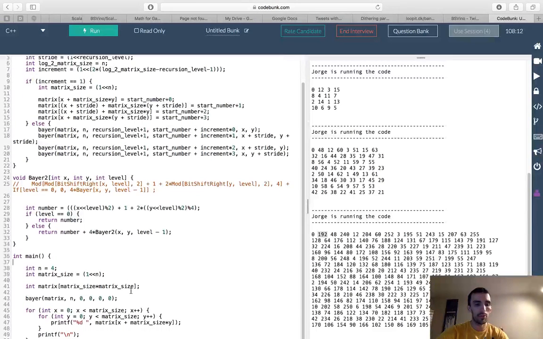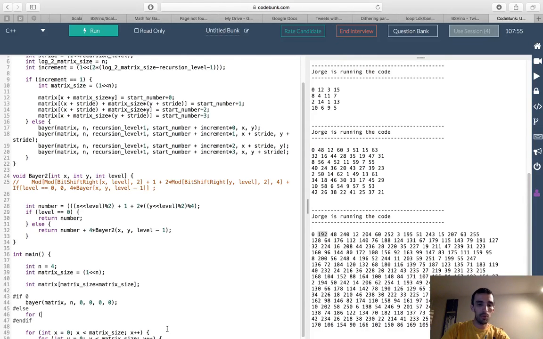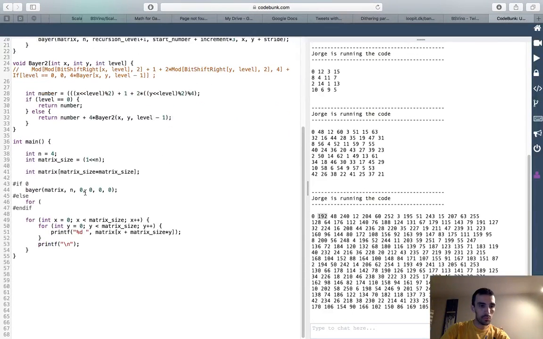So the way we do Bayer 2 is a little bit different than the way we did Bayer 1. So let's comment this guy out. Okay. So I think the way we do Bayer 2 is we loop over, please scroll down. We loop over each index and we call Bayer 2 for that index.